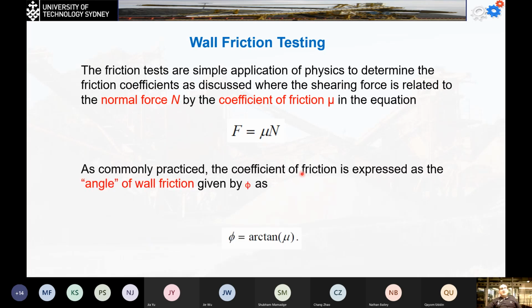As a common rule, the value of the wall friction angle is a factor of the coefficient of friction. The wall friction angle is equal to the tan inverse of the coefficient of friction. Arctan, which is actually the tan inverse, of mu is going to be the wall friction angle.